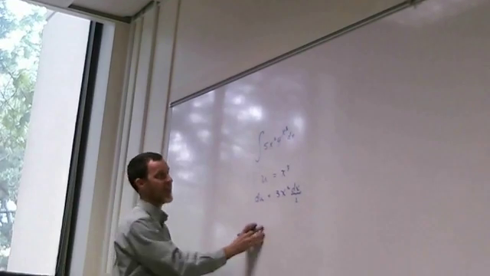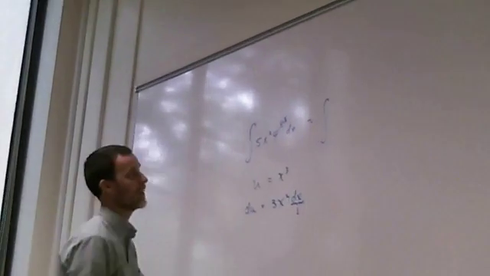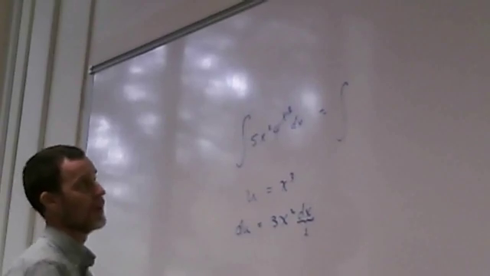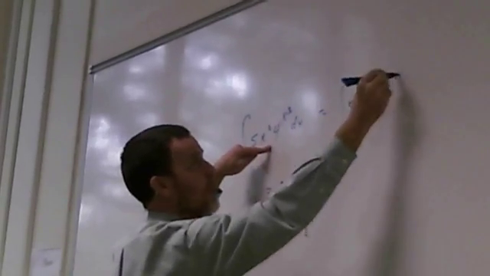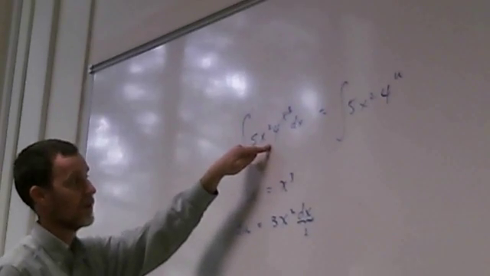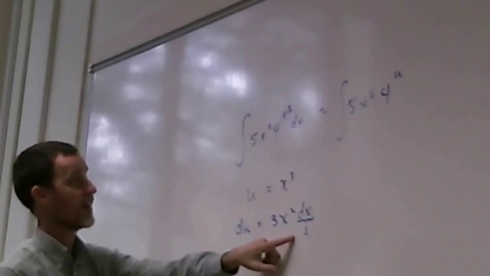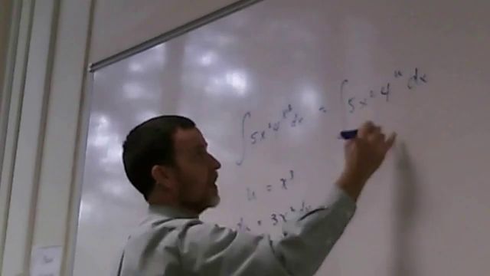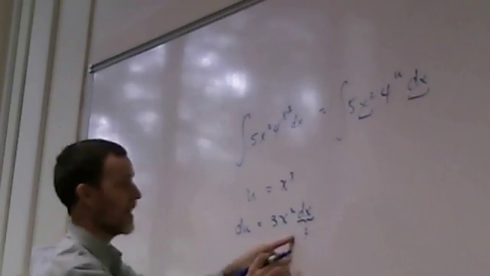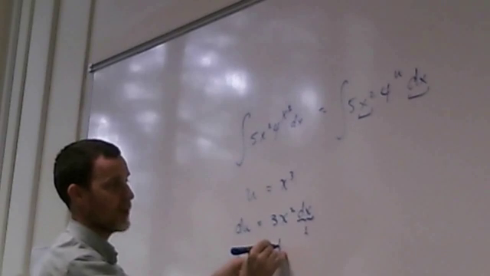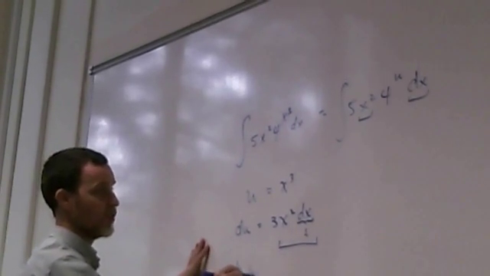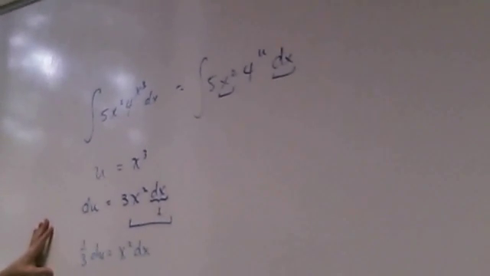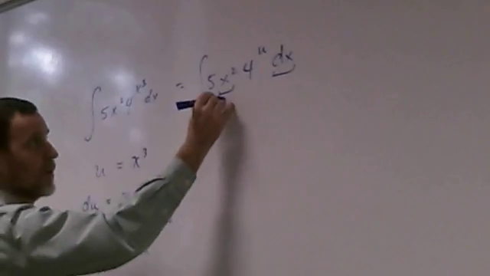Now it's just a game to try to change this whole thing into u. So I'm going to do it real slow this one time. 5x squared for u, and I've still got a dx. Okay, I see the x squared and I see the dx, and I see how to isolate that here by doing 1/3 du is x squared dx. So now I can replace these two.